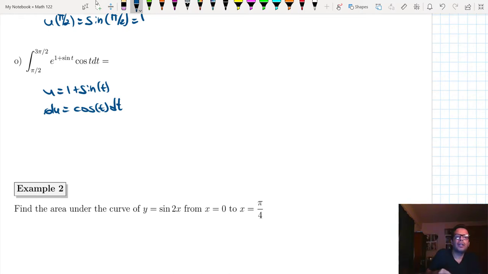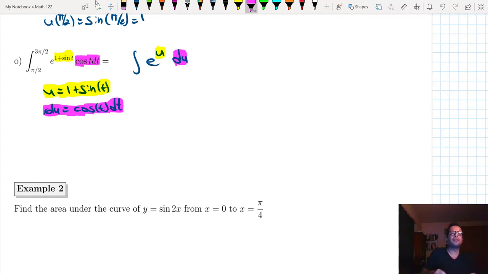So let's rewrite the integral. Let's skip the limits for now. And this is going to be e to the u du. How come? Well, because u will take the place of 1 plus sine t, which is right here. u equals 1 plus sine t, and then according to the second part of the substitution, du equals cosine t dt.